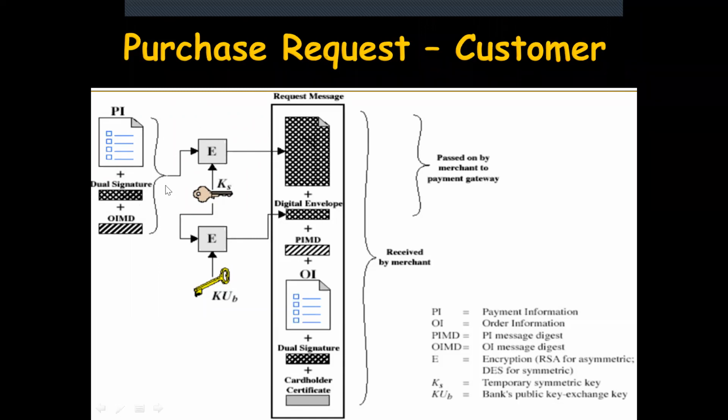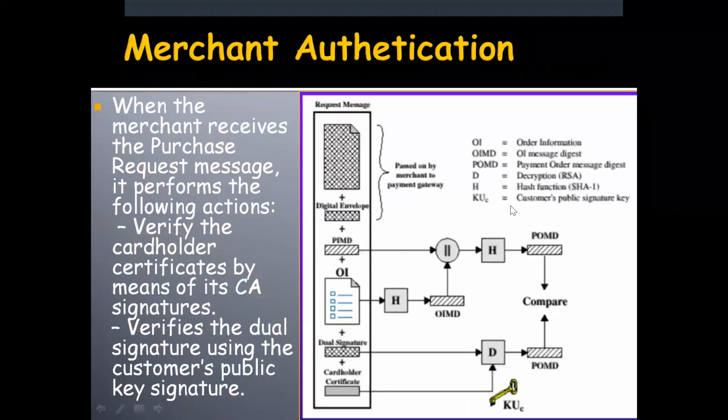After hashing, whatever result we get, they check it against the dual signature. If both results are the same, then the message is authenticated from the user. So this is what the bank gets, and this is how these things work in SET.